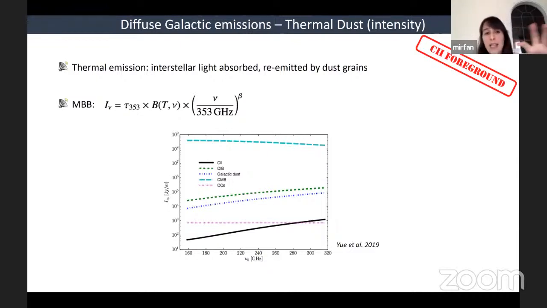It's had a lot of success in being modeled as a modified black body. So you see the three parameters in there are an opacity, it's a black body so you have the temperature of the dust, and you have a spectral index that scales it across your frequency range. So it's had a fair bit of success as an MBB model.